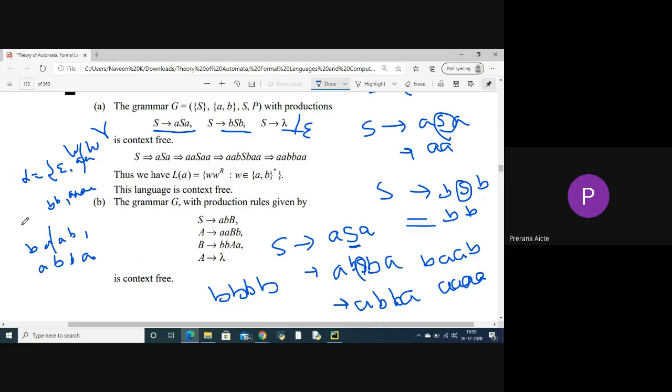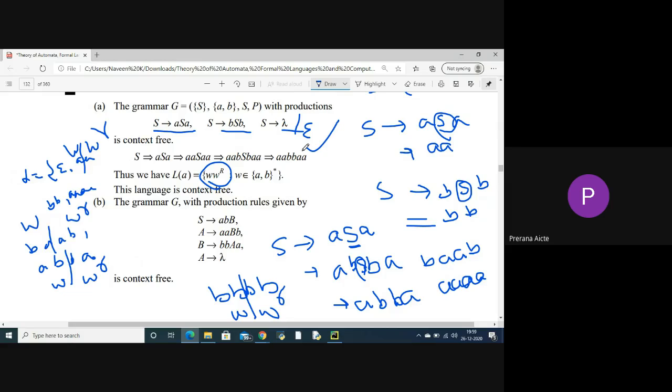It is also W, W power R. Here W is AB, and BA is nothing but W power R. So here W W power R is the language, and the productions are S tends to ASA, S tends to BSB, S tends to epsilon. Okay.